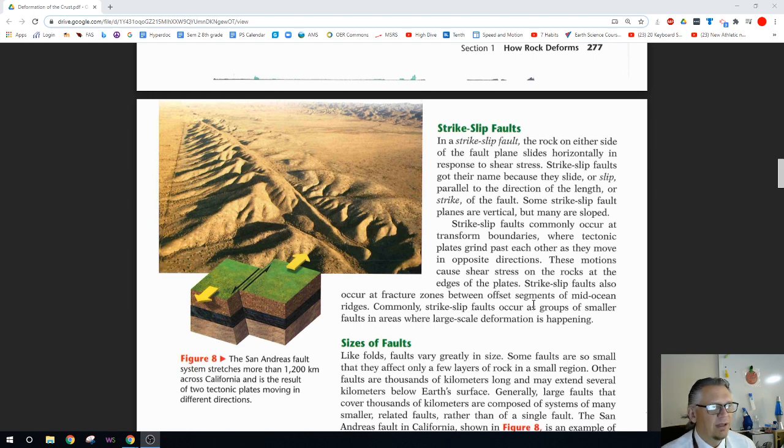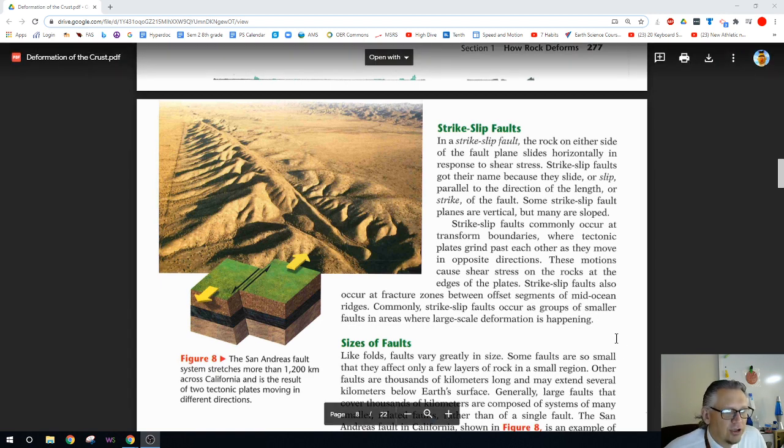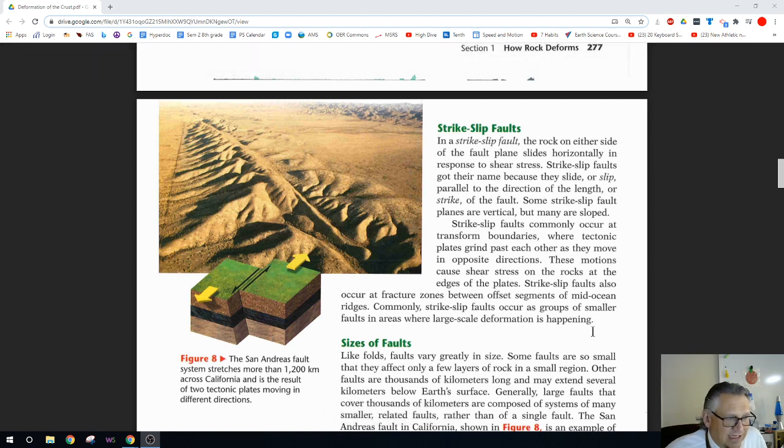Strike-slip faults commonly occur at transform boundaries, where tectonic plates grind past each other as they move in opposite directions. And this motion causes shear stress on the rock at the edge of the plates. Strike-slip faults also occur at fracture zones between offset segments of mid-ocean ridges. Commonly, strike-slip faults occur as groups of smaller faults in areas where large-scale deformation is happening.